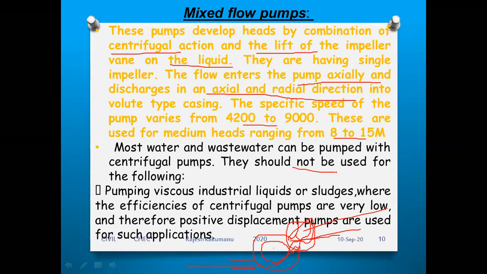Because the liquids coming from industries have a highly viscous nature, and they will have sludges and some sort of foreign matter in a solid state. That's why we are using positive displacement pumps instead of centrifugal pumps.